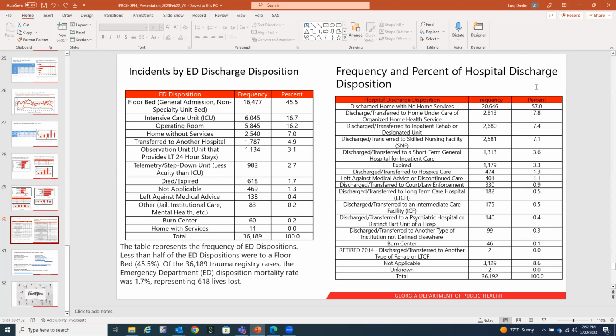The right table is the frequency and the percent of hospital discharge disposition. So from the top, you can say that 57% of patients were discharged home with no home services. Also, you can find that 3.3% of patients died. That is 1,179 lives lost.